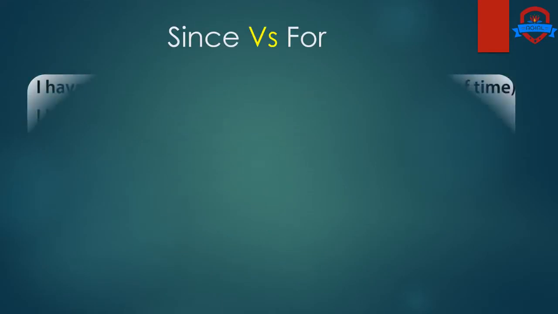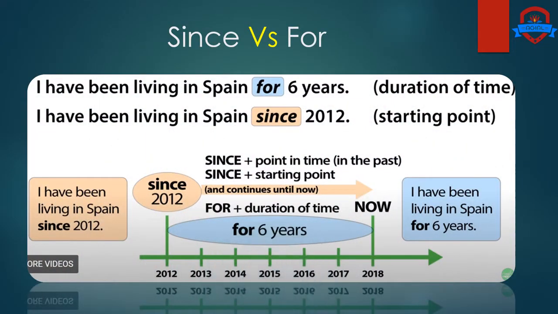Please kindly open your student book, page 14. Do you remember how to use since or for? We use both of them when we talk in present perfect tense. Let's read these two sentences. Can you notice the difference?